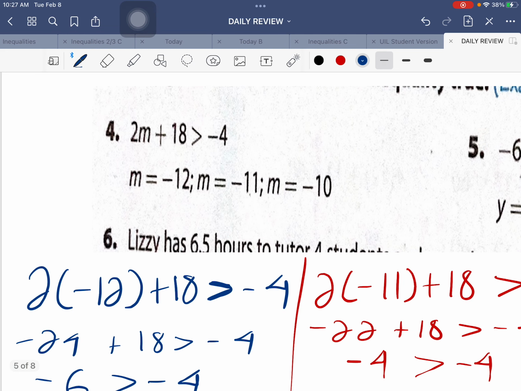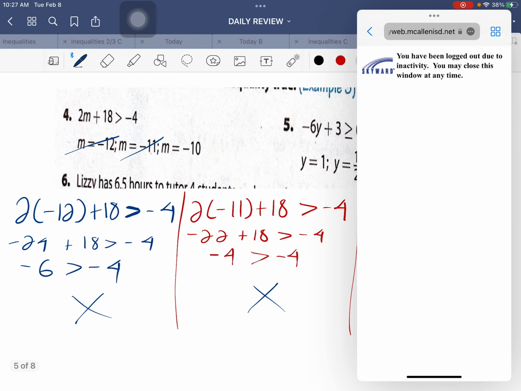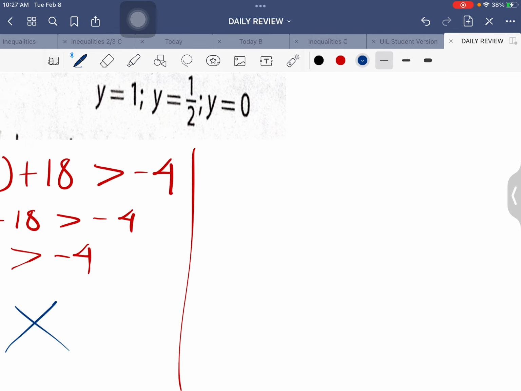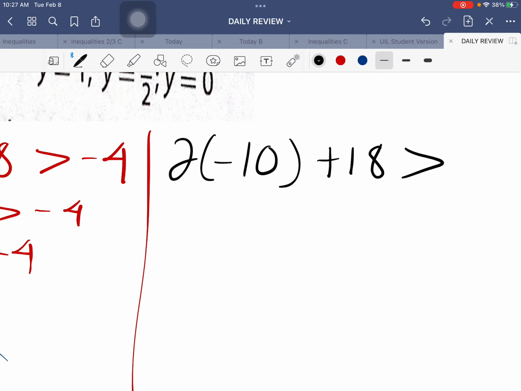So not negative 12, not negative 11, maybe negative 10. Let's check. Last one. 2 times negative 10 plus 18 is greater than negative 4. There we go. Now, what's 2 times negative 10? Negative 20. Perfect. You bring everything else down. Traen todo lo demás para abajo.